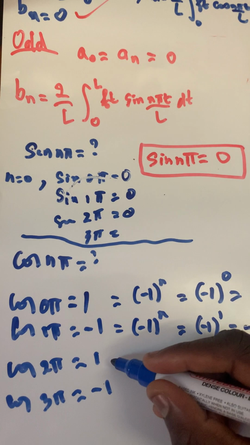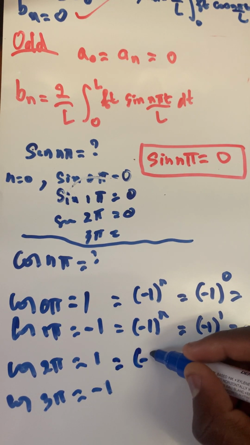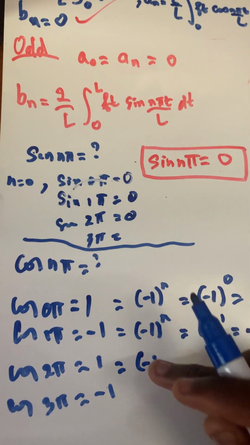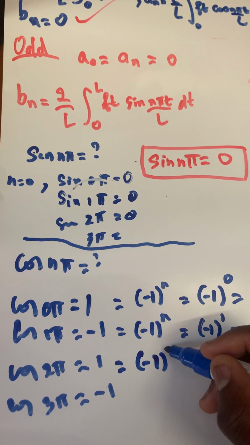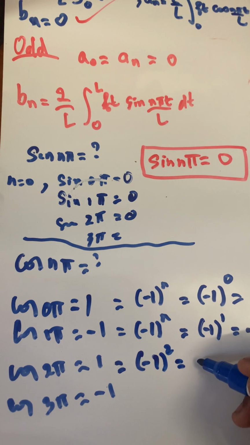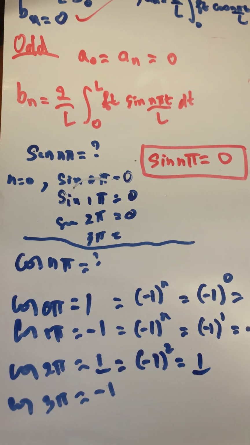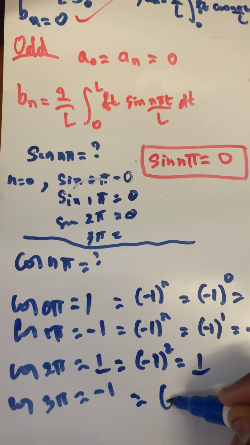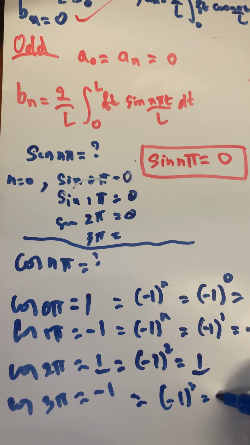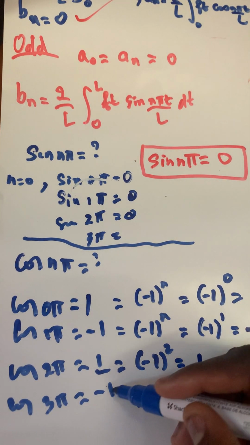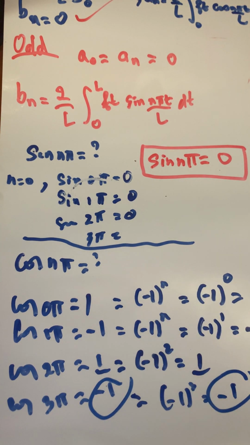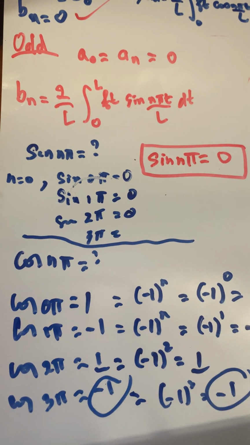All right, so here it's going to give me minus 1 exponent 2. It's going to give me positive 1, which is correct, the same. So that is how you derive it. And here it's going to give me minus 1 exponent 3. It's going to give me minus 1. So we have this, we have that. So you don't need to memorize it. You can derive it on the spot when you're doing your exam, your test.